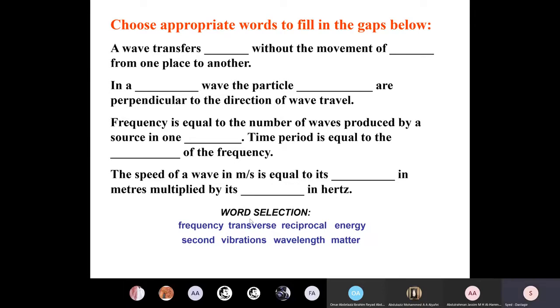Okay, Umar's finished. Good. So Umar, give me the first one. Energy. Abdelaziz already said it. Come on, guys, help me out. Let me hear the answers, or type in the answers at least. The next one. A wave transfers energy without the movement of matter. Of matter. Good. From one place to another.